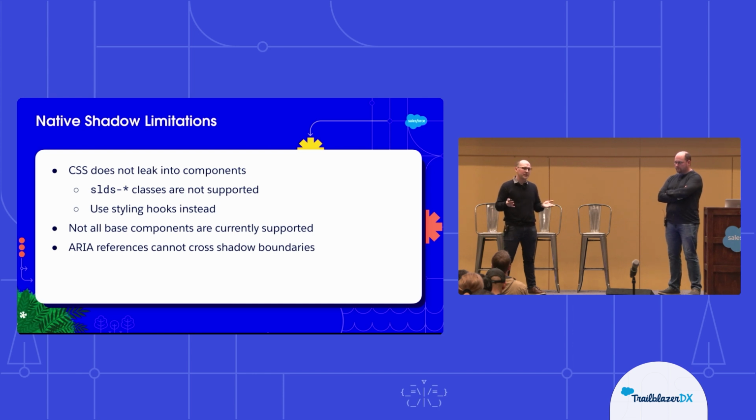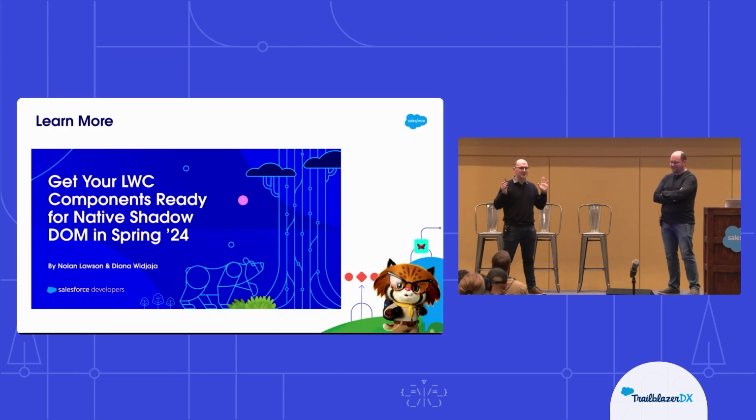Finally, there are some accessibility issues with native Shadow DOM versus synthetic Shadow DOM. ARIA references cannot cross shadow boundaries. If that sounds like gibberish to you, that's OK. There is a full blog post that you can read to learn about all these details as you migrate your components from synthetic Shadow DOM to native Shadow DOM. And once again, this will be linked at the end of the slides.